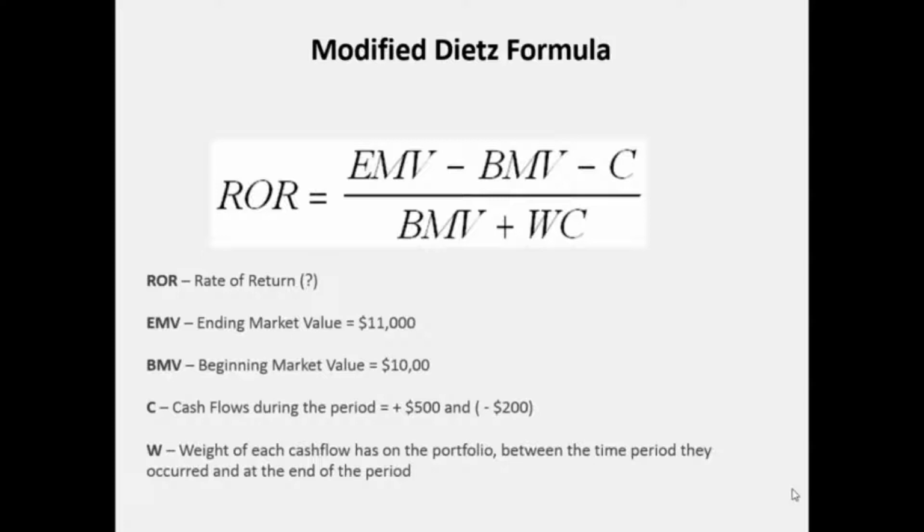ROR stands for rate of return, EMV, the ending market value. As an example, we're going to use the first case. So it's going to be $11,000. The BMV is the beginning market value, $10,000. C is the cash flows during the period, the plus 500 and the minus 200. And W is the weight each cash flow has on the portfolio between the time it occurred and the end of the period. Okay, this sounds complicated, but it's not. I'm going to explain right now how this weight is calculated.